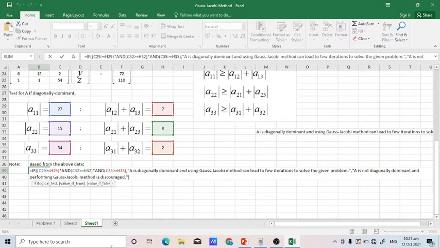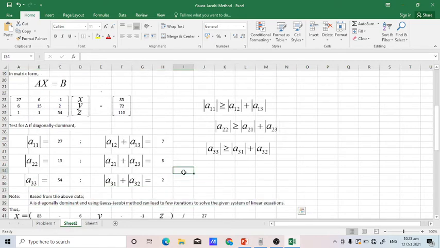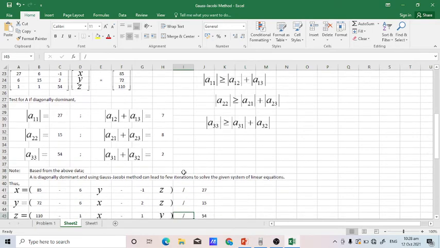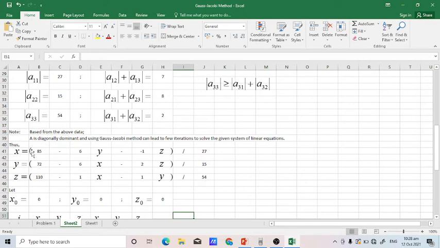Okay? So, that's it. So, A is diagonally dominant and using Gauss-Jacobi method can lead to few iterations to solve the given problem. That's it. So, don't worry, I provide you a copy of this, of my Excel for Gauss-Jacobi method. So, we can now proceed.